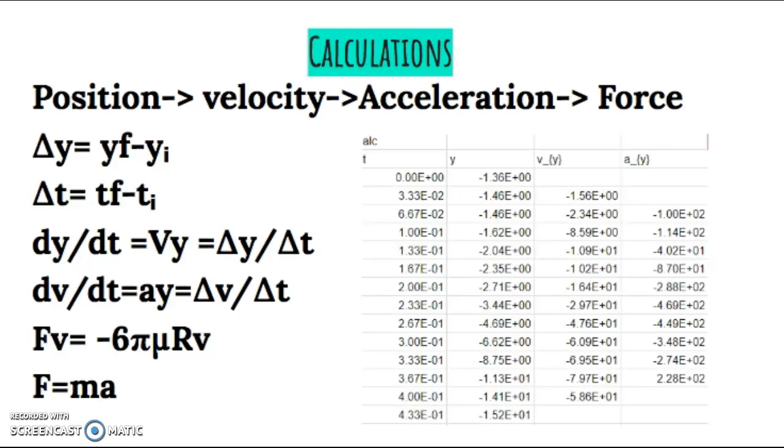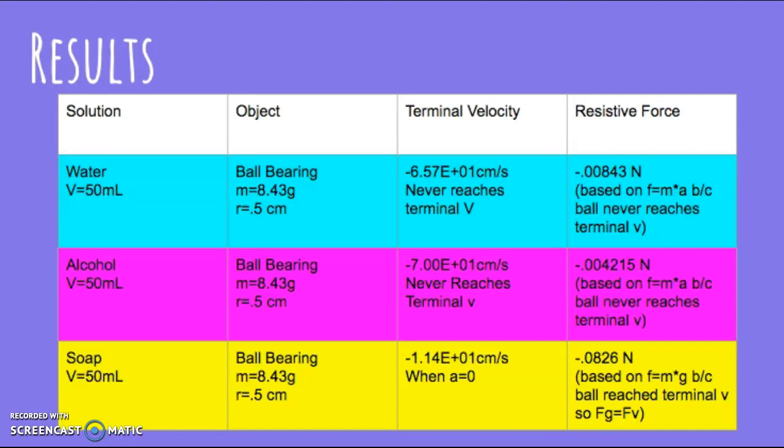We looked at the acceleration graphs for soap, alcohol, and water, and tried to find the most constant part of the acceleration graph to use for that value. In our results, we found that alcohol had the fastest velocity and soap had the slowest velocity, while inversely alcohol had the lowest force and soap had the highest force. All values are negative as we define down as the negative direction.